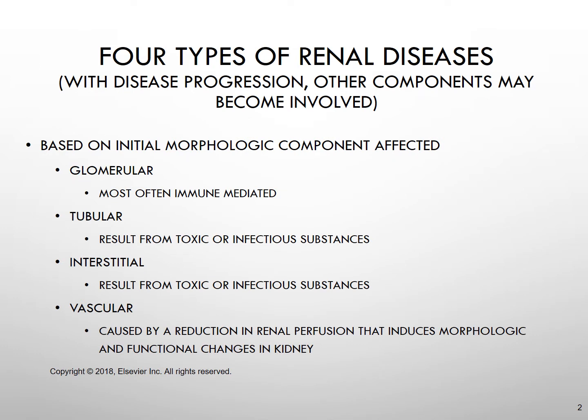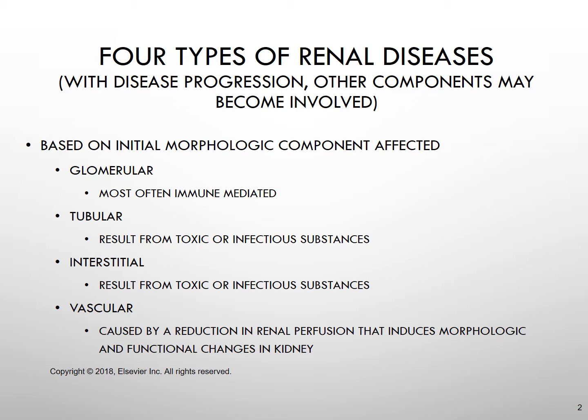Diseases of the kidney are often classified into 4 groups based on the morphological component that's initially affected: either glomerular, tubular, interstitial, or vascular. Initially, renal disease may only affect one morphological component. However, when the disease progresses, other components are involved because they are closely related and close structural and functional interdependence is needed. Susceptibility to disease varies with each structural component.